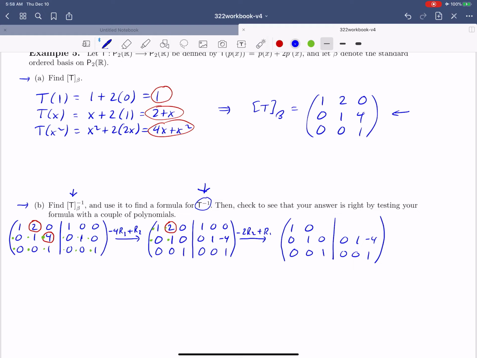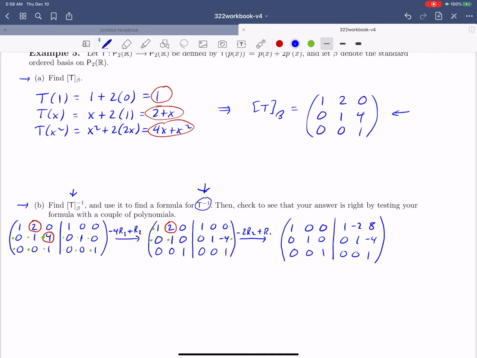I'll let you check the rest of these. Negative 2 times 0 plus 0 is 0. Negative 2 times 0 plus 1 is 1. Negative 2 times 1 is negative 2 plus 0, so we'll get a negative 2 there. And then finally, negative 2 times this negative 4 plus 0 is going to give us an 8 up here.